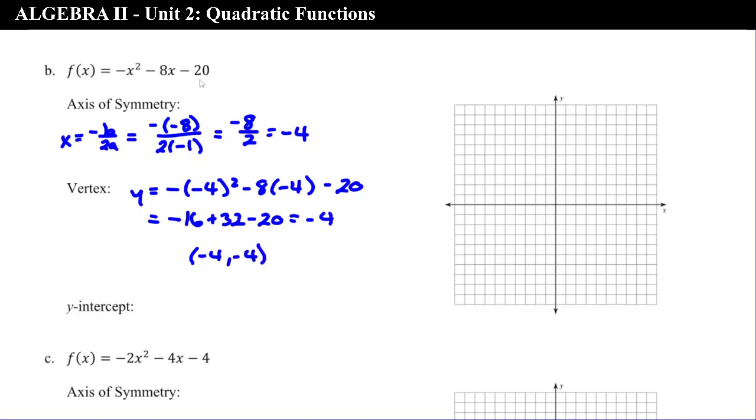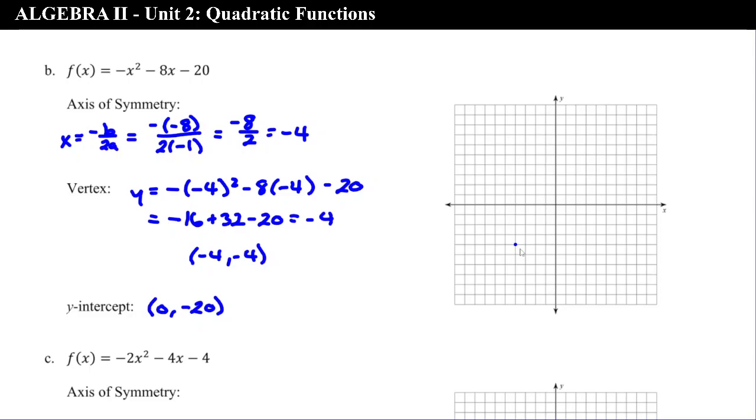And our y-intercept, we read it off of our c term. Our y-intercept is going to be negative 20. Well, our y-intercept really doesn't do us much good on this graph because we have a 10 by 10 graph. But we do have the vertex, so we'll plot that. Negative 4, negative 4.